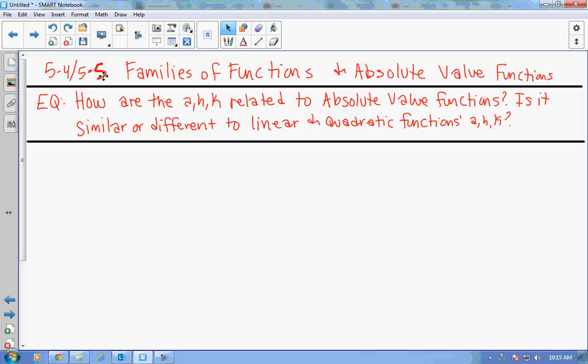Absolute value functions look a little bit different than quadratic functions. We spent pretty much all of term 2 on quadratic functions, so all the properties you learned on quadratic functions can be transferred over to our other functions. So the essential question is, how are a, h, and k related to absolute value functions? Is it similar or different to linear and quadratic functions' a, h, and k? We know what a, h, and k is, right?